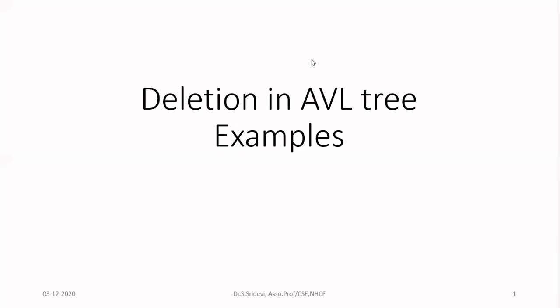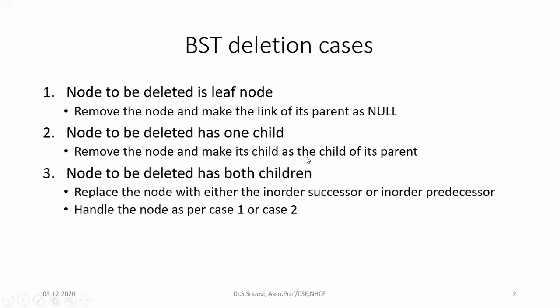In today's class, we are going to see about the deletion process in AVL trees with some examples. In yesterday's class, we have seen how to perform the deletion and the algorithm for deletion. First, let us consider the three different cases of deletion in a binary search tree. An AVL tree is a special kind of binary search tree only.